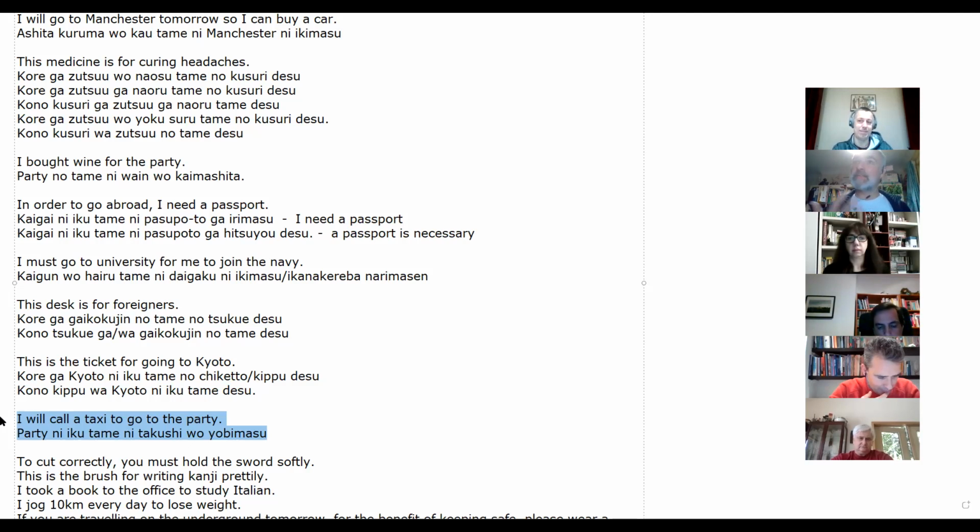This is the difference between tameni and yoni. This is why I'm saying this now, because when we get onto yoni, there isn't this direct connection that there is at the moment with tameni. Okay? That's the bit I need you to understand more than anything else, because it becomes difficult after this. Cool.